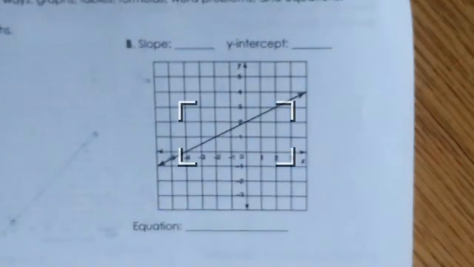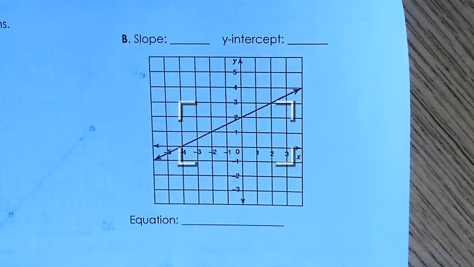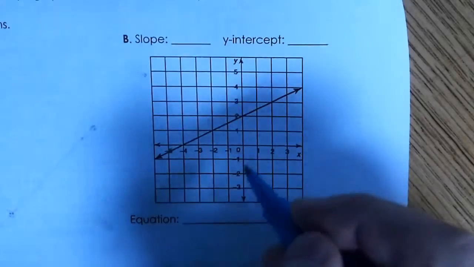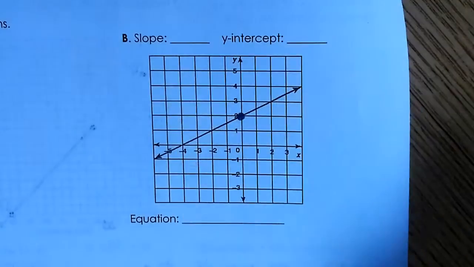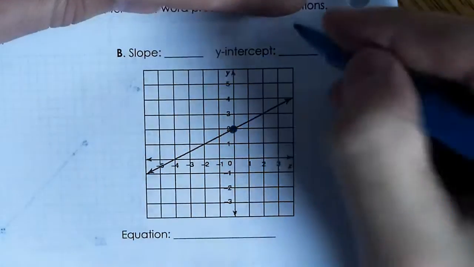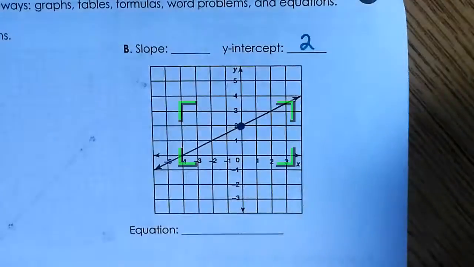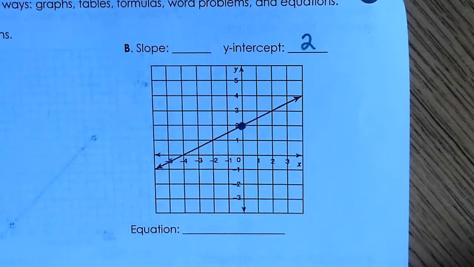Where does this graph touch the y-axis? At 2. Notice our y-axis, and it touches 2 right there. Excellent. So our y-intercept is, we're just going to put 2. All right, let's go to the next one.